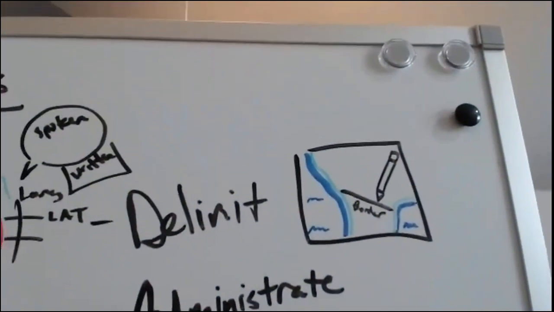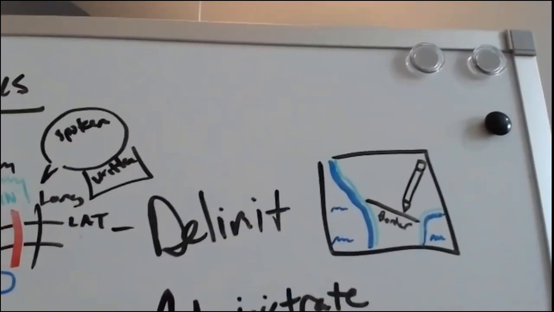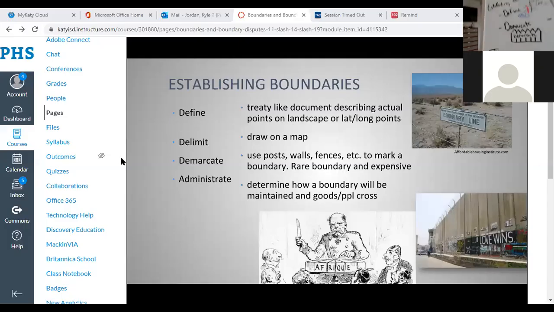Okay, so I'm going to go back to share screen. All right. So demarcate is where we use posts, walls, fences, etc. to mark a boundary. It's rare and expensive. It is becoming less rare simply due to the fact that the Trump administration wants to actually completely demarcate the boundary between America and Mexico.